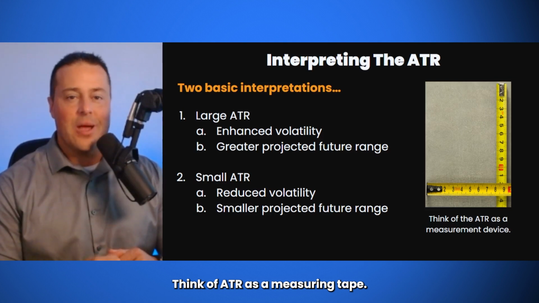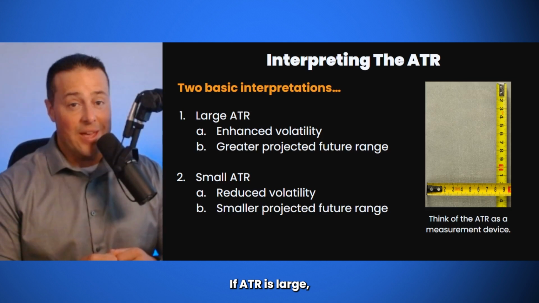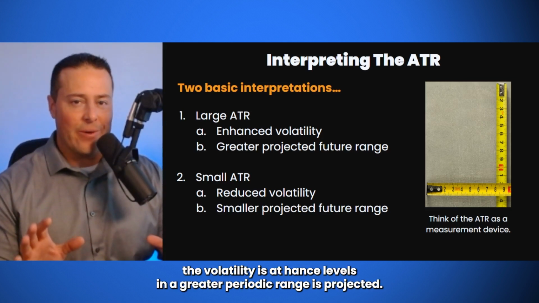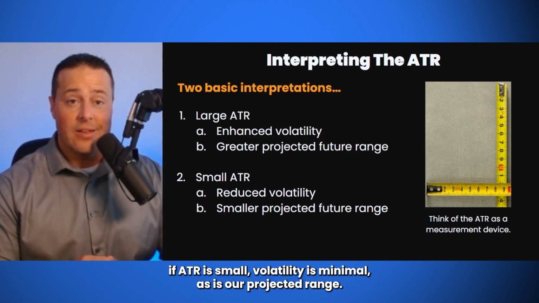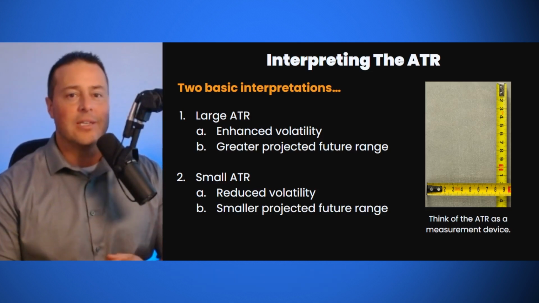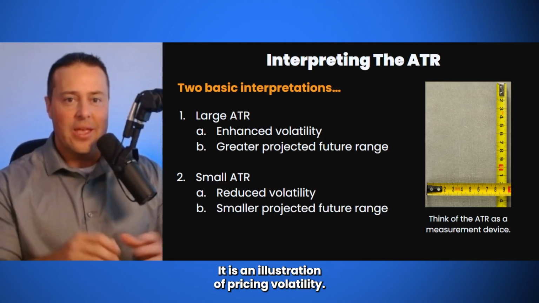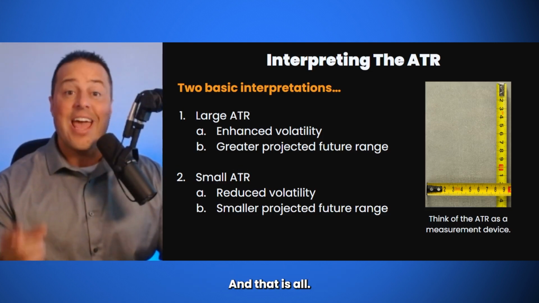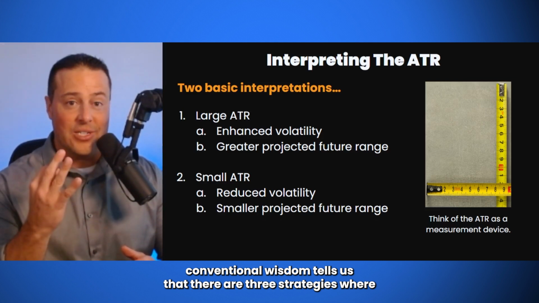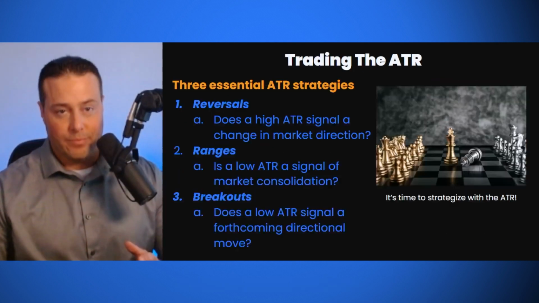Think of ATR as a measuring tape. We use it to estimate the extent of forthcoming price action. If ATR is large, then volatility is at enhanced levels and a greater periodic range is projected. On the other hand, if ATR is small, volatility is minimal, as is our projected range. Now, it's vital that you remember ATR does not signal market direction. It is an illustration of pricing volatility, and that is all. That being said, conventional wisdom tells us that there are three strategies where ATR excels: reversal, breakout, and rotation.